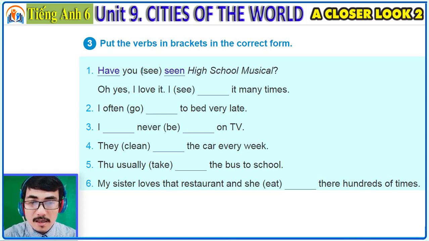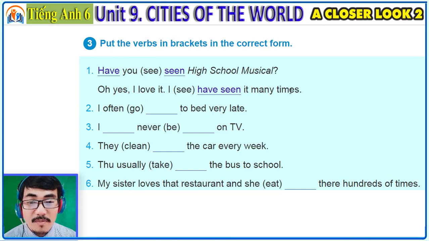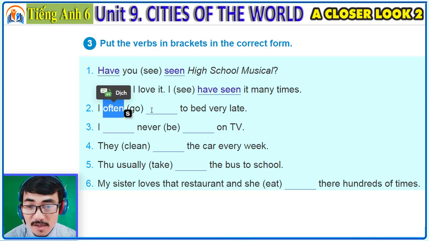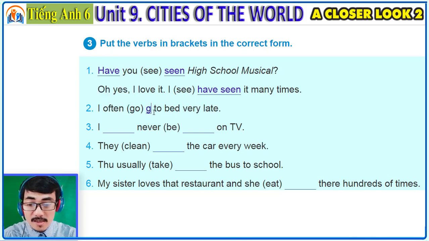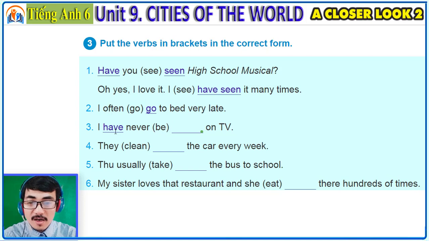Right? I have seen it many times. You know, many times, twice, 3 times, 4 times, many times. Okay. I often go very late. So often is simple present. That means go. Okay. I never be on TV. So never here. You can see the word never. And here is have. Never been on TV.